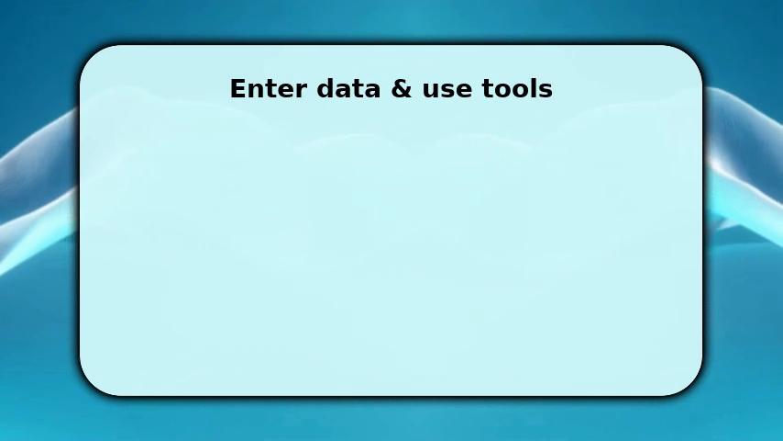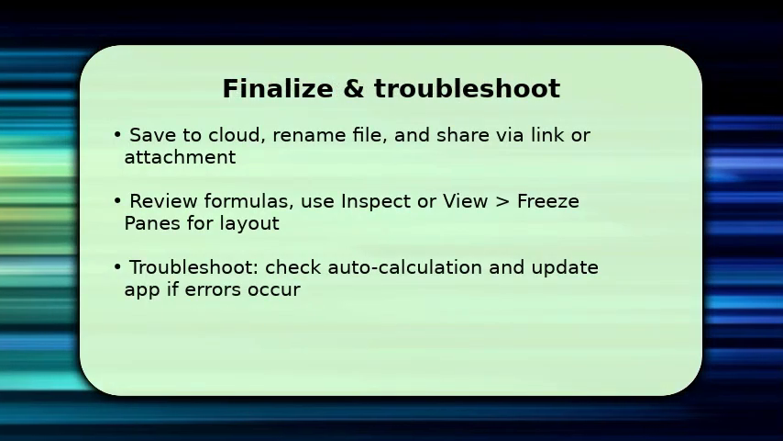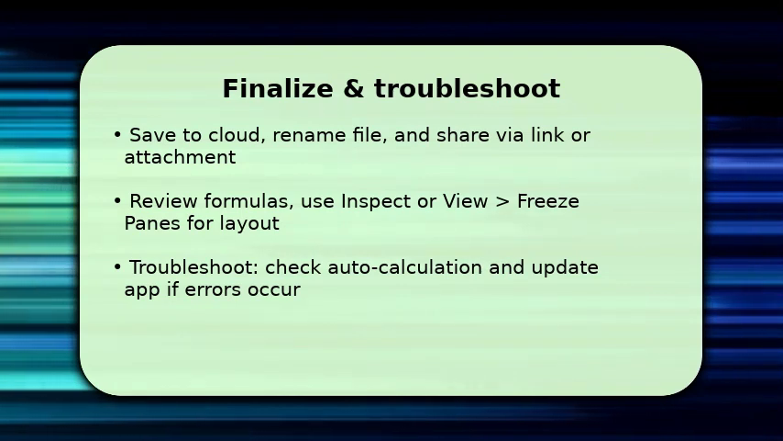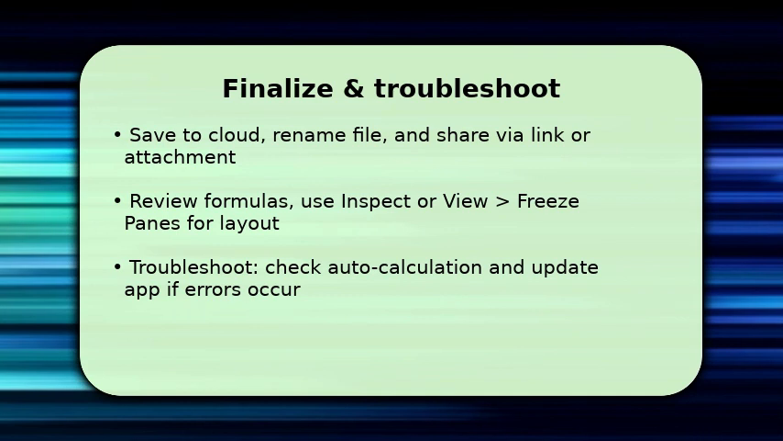lists before reviewing results. Finish by saving your workbook to OneDrive or your device and renaming it so it's easy to find. Then share with collaborators using a link or attachment. Review all formulas and freeze rows or columns to keep headers visible while scrolling.